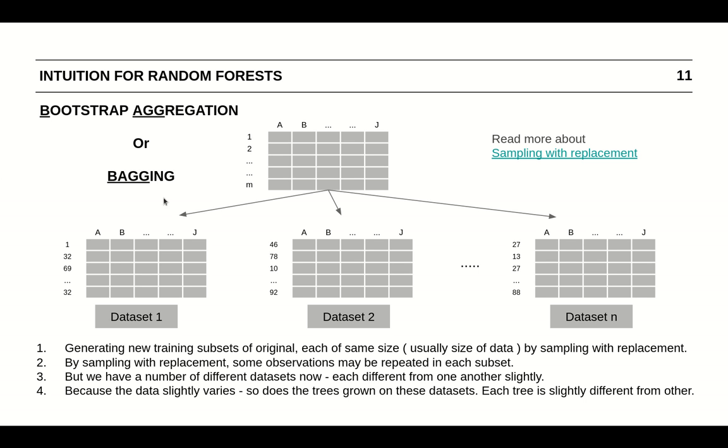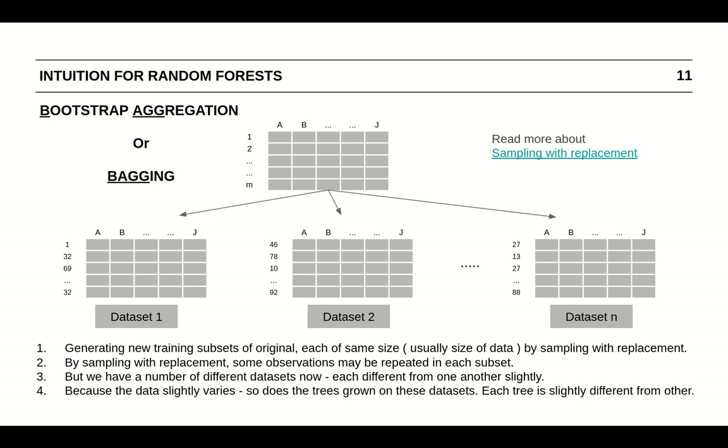So what we have done with bagging is, we have taken our data set and sampled with replacement to generate another data set. Now we do this n number of times to create n data sets from our original data set. Each of these data sets, imagine it just like a shuffled version of it, but instead of it just being a shuffle, it might also have certain repetitions because we sample with replacement. So generating new training subsets of the original, each of the same size, usually the size of the original dataset, by sampling with replacement is known as bagging.